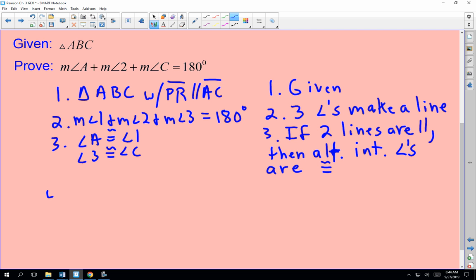So by the substitution property, I can say measure of angle A, that's going to replace measure of angle 1, plus measure of angle 2, plus measure of angle, in place of 3, I'm going to put C, equals 180. That's by substitution.